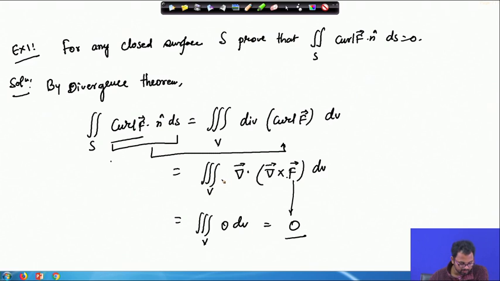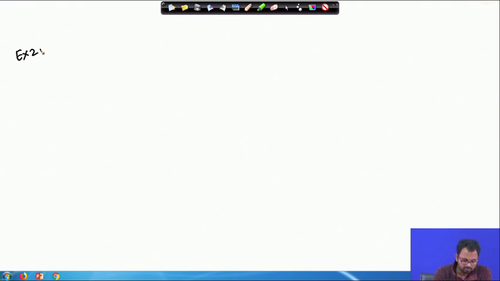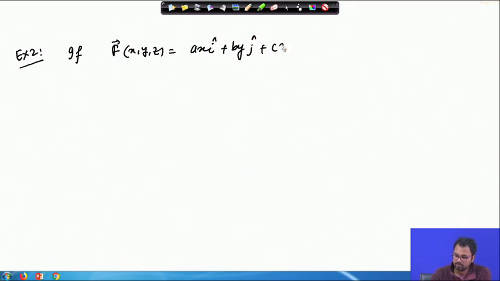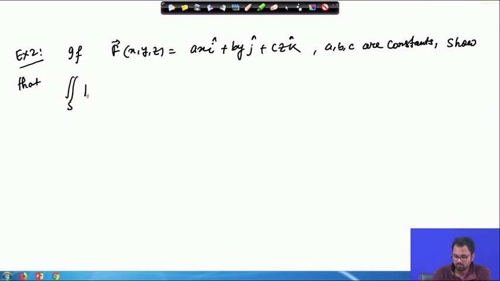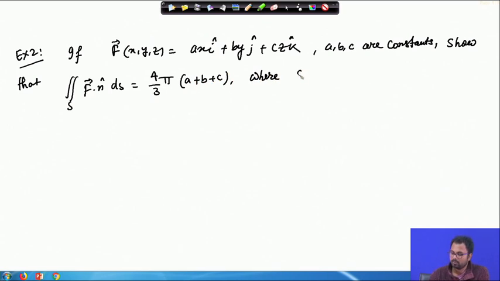Now, let me consider another example. Example 2: if f(x, y, z) equals a x i plus b y j plus c z k, where a, b, c are constants, so that the surface integral of f dot n dS equals 4/3 pi (a plus b plus c), where S is the surface of the unit sphere.